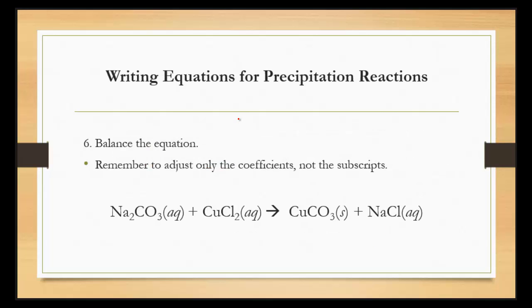And from here, make sure you balance it. We have 2 sodiums here, and we have 1 here, so I'm going to put a 2 in front. 1 carbonate, 1 carbonate, 1 copper, 1 copper, 2 chlorines. Because I put that 2 there, the chlorines are now balanced.